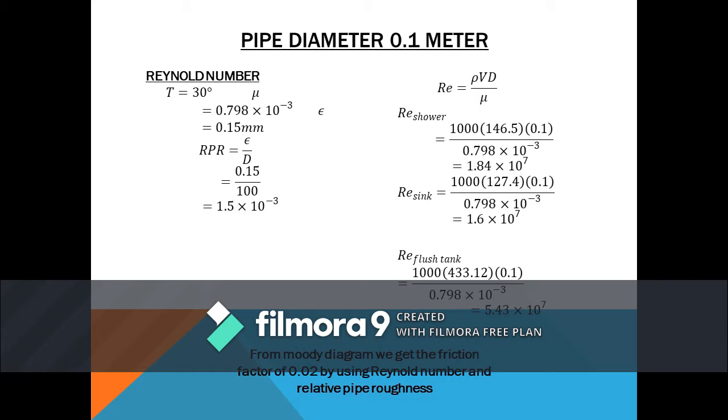Then we got the Reynolds number equal to density times V times D over mu. With density 1000, we got Re shower 1.84 times 10 to the power 7, Re sink 1.6 times 10 to the power 7, and Re flush tank 5.43 times 10 to the power 7. From the Moody diagram, we got 0.2 friction factor.